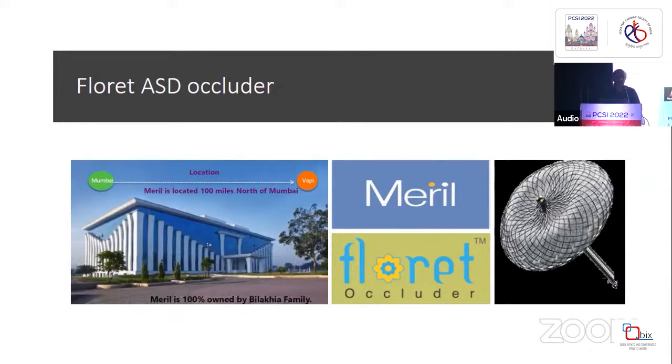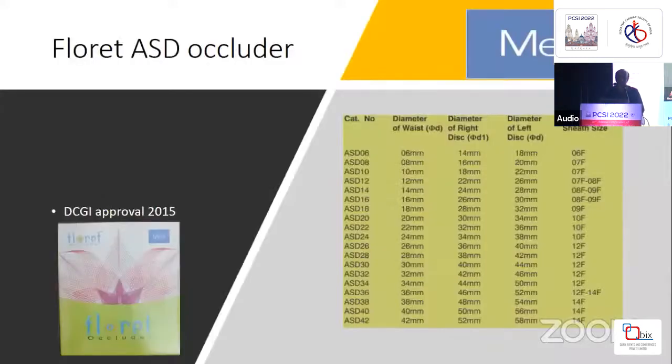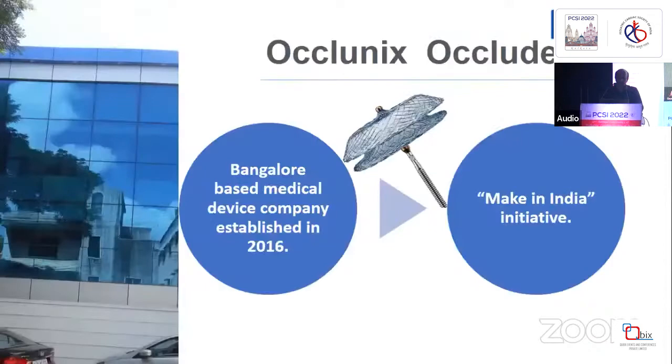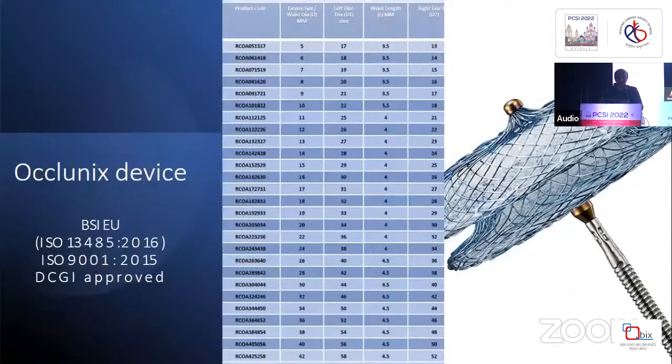I mentioned regarding that. One is from Merrill, that is the Floret ASD occluder. That has got DCGI approval in 2015, and the devices are available from 6 millimeter to 42 millimeters. It is still not in use outside the country. And another Make in India product is from Rivap, that is the Oclonix ASD occluder, a Bangalore-based company which has got a DCGI approval for ASD devices. It has also got devices up to 42 millimeters.